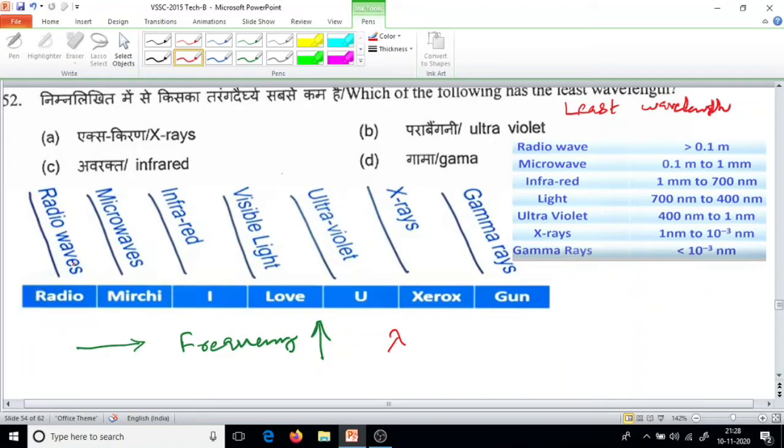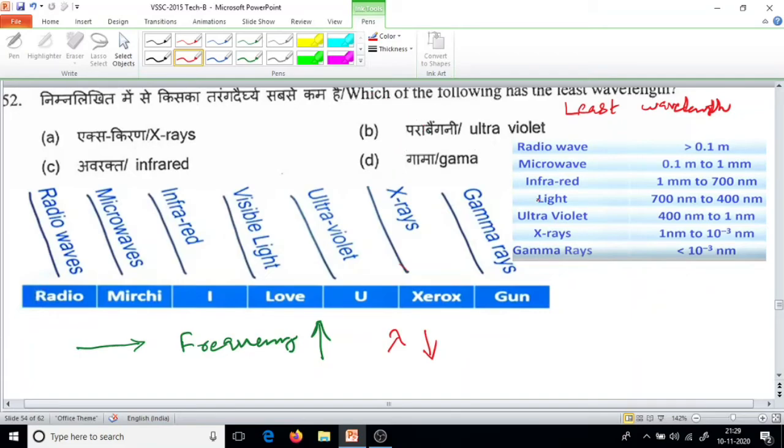Now, in the electromagnetic spectrum, first radio waves, then microwaves, infrared, visible light, ultraviolet, X-rays, gamma rays. You can remember this like this: Radio Mirchi, I love you, Xerox gun. Using this, you could remember. See, from left to right, frequency is increasing. When frequency increases, wavelength decreases.